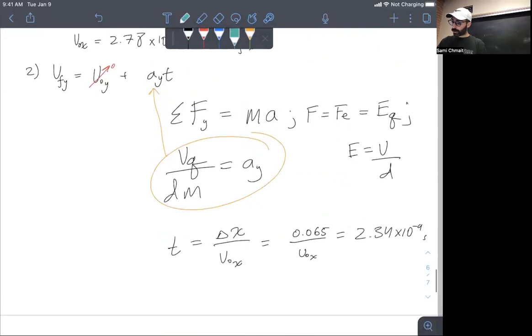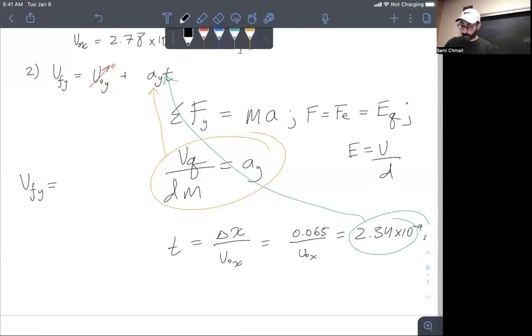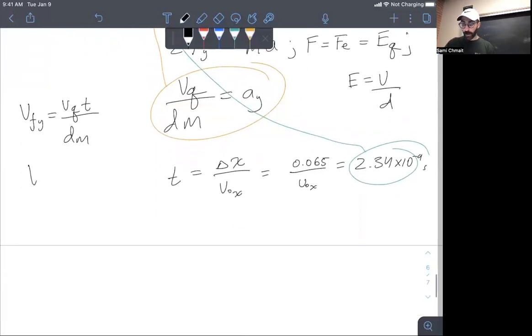We now have something we can plug in for time. Okay. We're now going to do our plugging in of everything, and let's say v final y is going to be equal to V Q t over d m. Plug in everything that we have here. We're going to get v_fy is equal to 7.9 times 10 to the minus 6 meters per second.